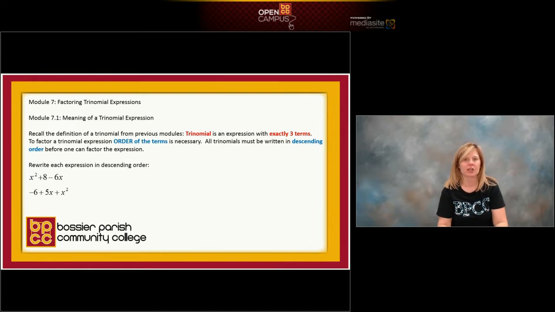Look at our second expression, negative 6 plus 5x plus x squared. Again, there are 3 terms. It is a trinomial, but it's not written in the correct descending order. So who should go first? That's right, the x squared. After the x squared, who should go second? That's right, the 5x. Who should always go last in algebra? Correct, the constant, which is negative 6. So that trinomial written in the correct descending order would be x squared plus 5x minus 6.